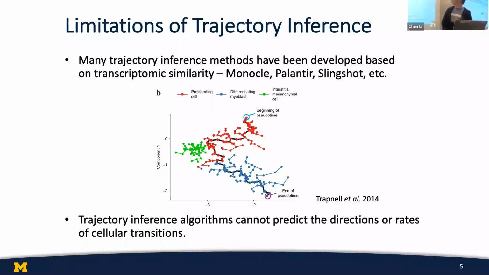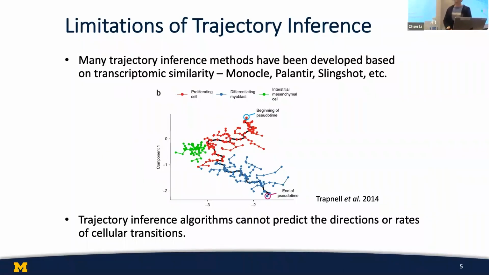Many methods are developed, including several popular ones, such as Monocle, Palantir, and Slingshot. Monocle, for example, is the very first one that develops the trajectory inference algorithm. It uses a minimum spanning tree, for example, like shown in the figure.